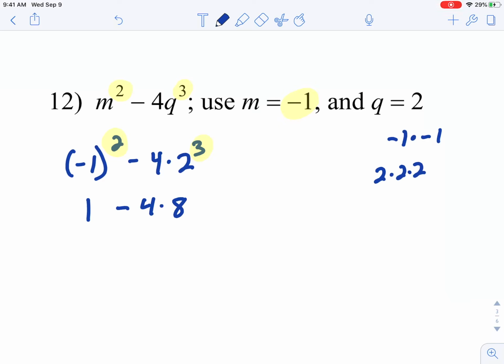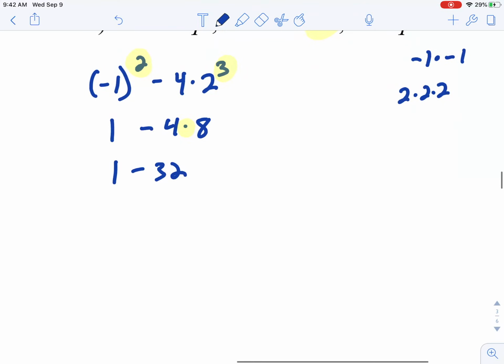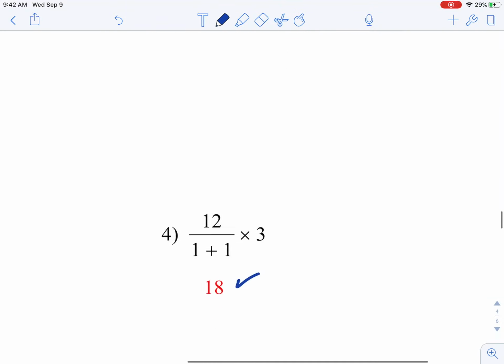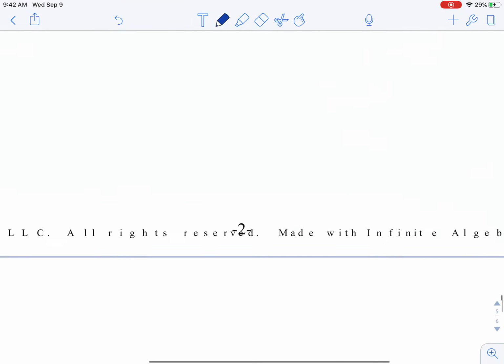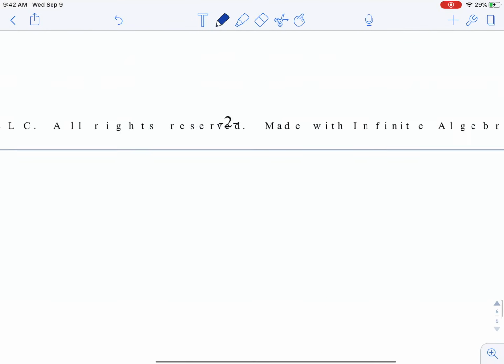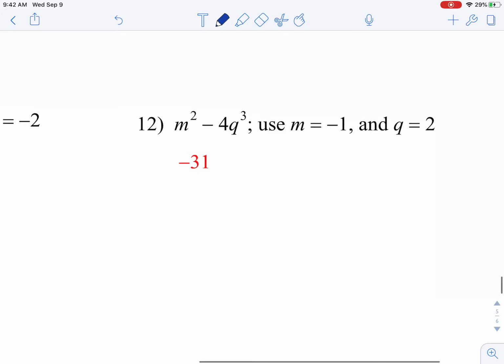So we've done, there were no parentheses to do anything with. We did the exponents. Now multiply. Next step is multiply, divide. There's no divide, but there is multiply. 4 times 8 is 32. And then add or subtract, 1 take away 32 is -31. So the answer to number 12 should be, where is it? Oh, good grief. I'm smart. -31.